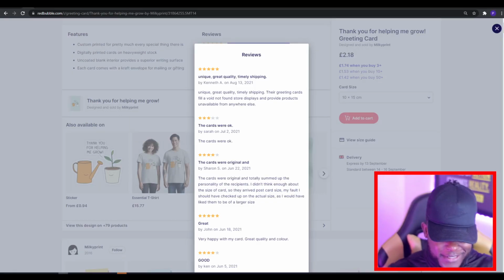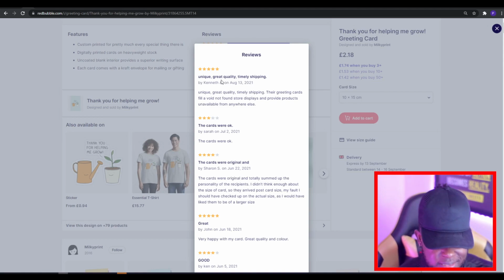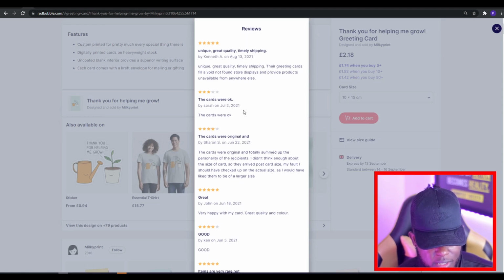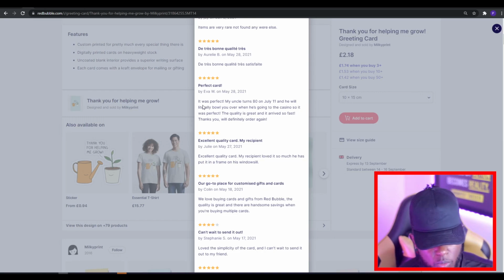Next product we're going on to now is the greetings card. So these are the reviews for all greetings cards. I was looking through, and once again, I came across some interesting reviews, especially one here where someone was saying, "It was perfect. My uncle turns 80 on July 11th and he will literally bowl you over when he's going to the casino. So it was perfect. The quality is great. Arrived so fast."